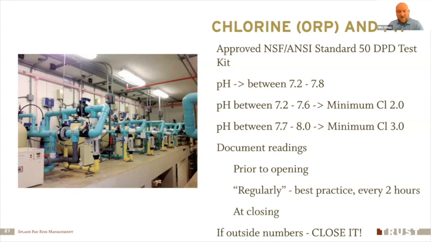I would think it should be at least a 2.0. Your pH is between 7.7 and 8.0. Minimum chlorine reading has to be a 3. Okay. So there are two different tests you're doing here. You're doing a test for chlorine, your free chlorine, and you're doing a test for your pH. Make sure you know how to use those kits. Make sure that your people who are testing the water know how to use these things.